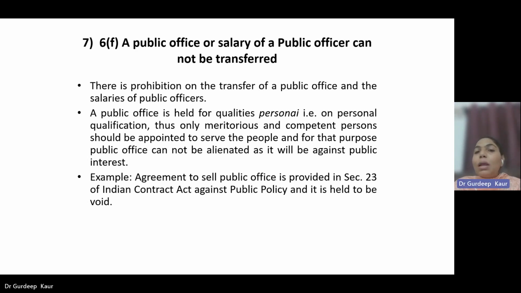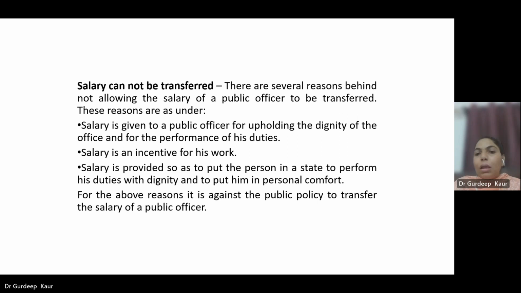For example, an agreement to sell a public office is, under Section 23 of the Indian Contract Act, against public policy, and it is held to be void. Along with this, salaries cannot be transferred. There are several reasons behind not allowing the salary of a public officer to be transferred. These reasons are as follows. First, salary is given to a public officer for upholding the dignity of the office and for the performance of his duties.